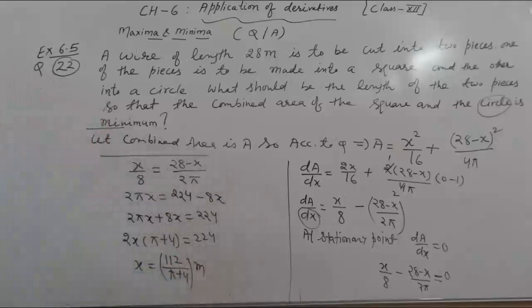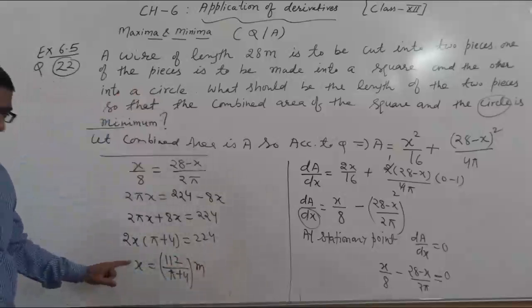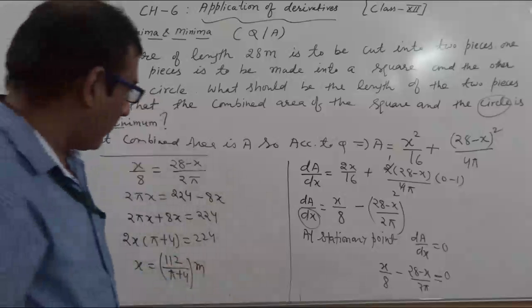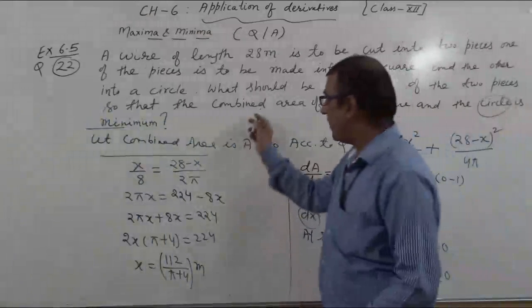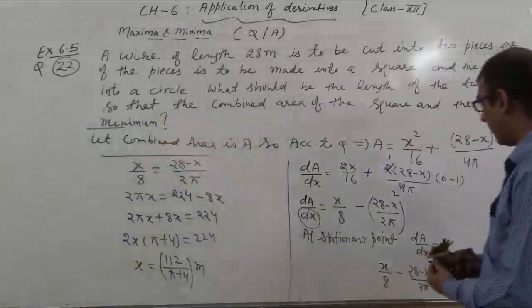Right. So as per the question, we have to calculate the length of the two pieces. So this is the length of the first piece. Okay. After this, we have to show the minimum also. The combined area should be minimum. So after this, what will we do?